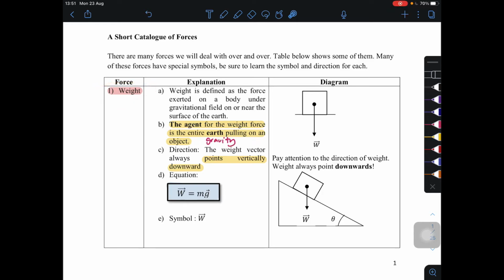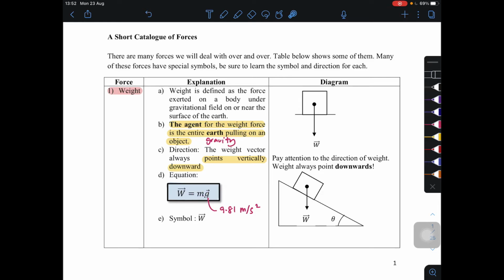Di mana direction kepada weight force ni adalah always points vertically downward. Dia mesti vertically downward. Dan kita gunakan simbol W. Dan equation untuk weight force is mass times gravity. And we know that gravity is 9.81 meter per second squared. And mass is the mass of the object. Can be 1 kilogram, 500 gram. So that is the mass.